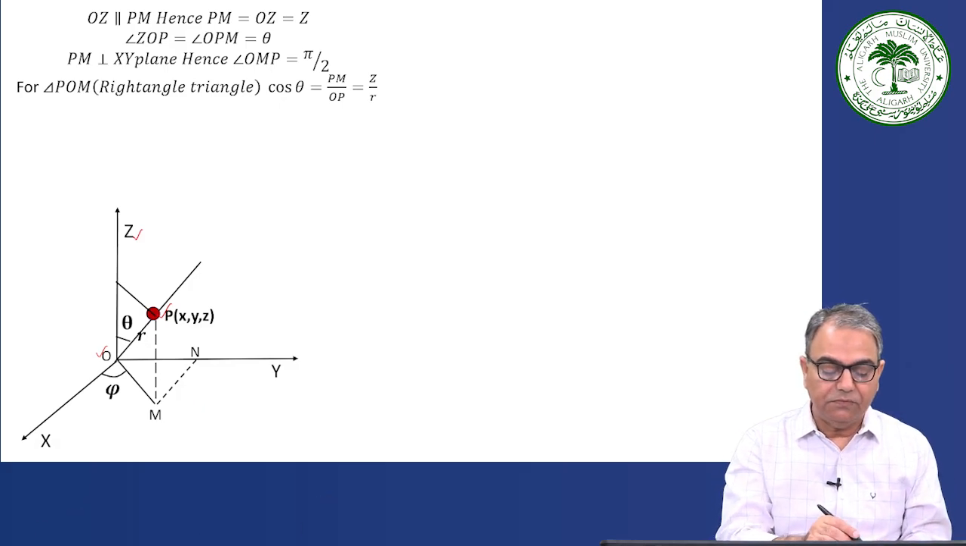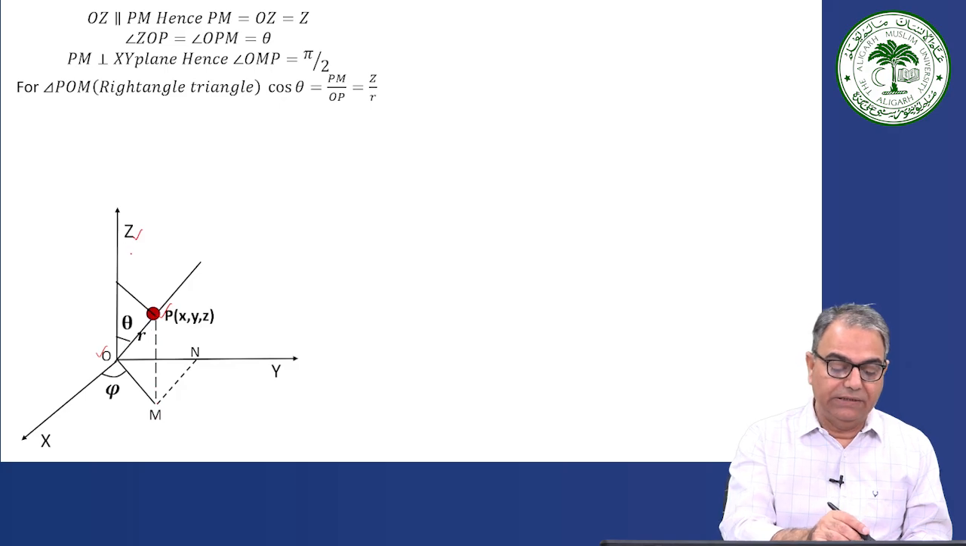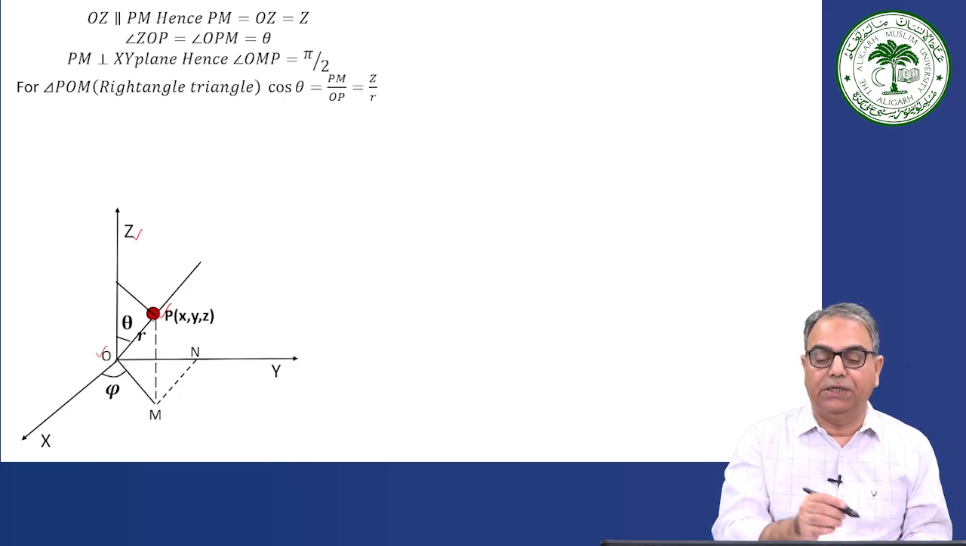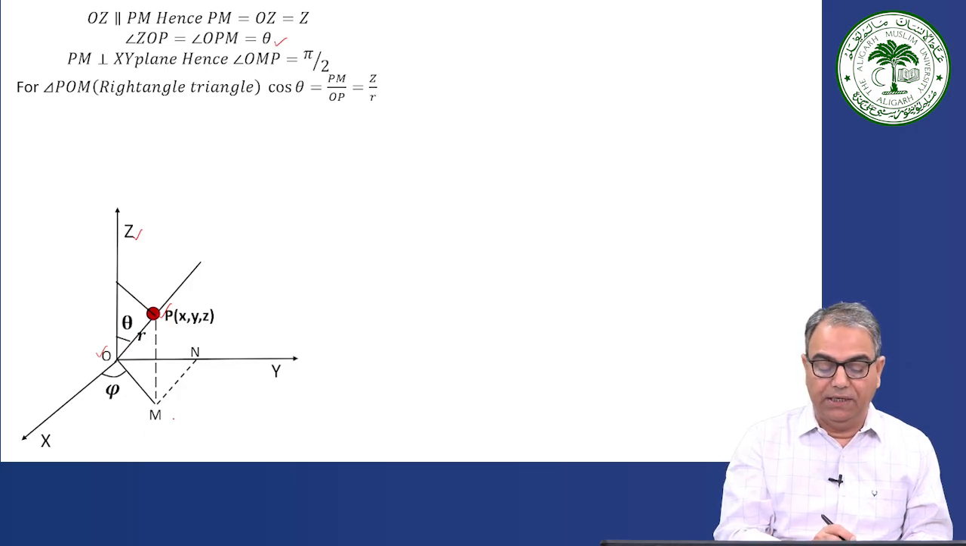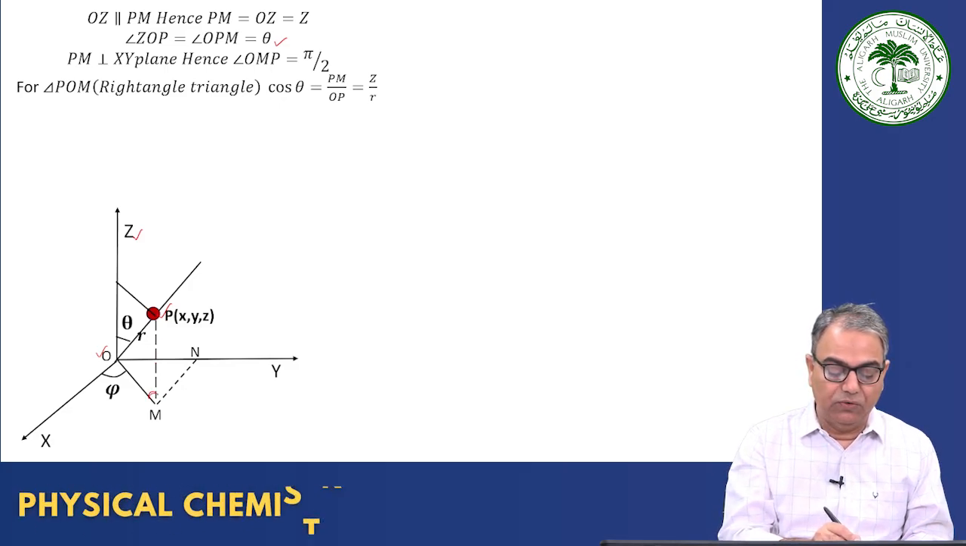Okay. So angle OPM and angle ZOP are equal to theta. Okay, no issue. Then PM is perpendicular to the xy plane. Hence OMP is the angle pi divided by 2. Obviously, it is perpendicular in the xy plane. So this angle is pi divided by 2.